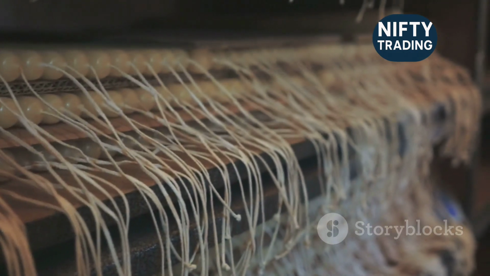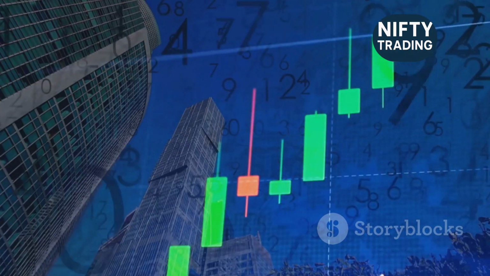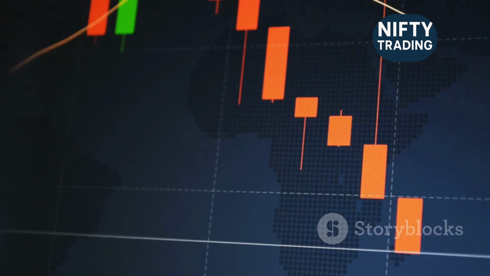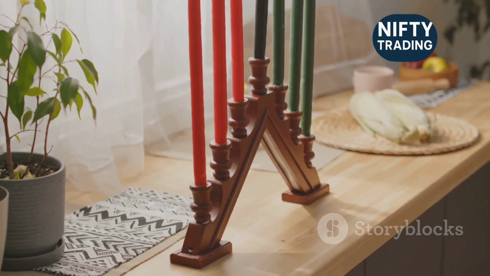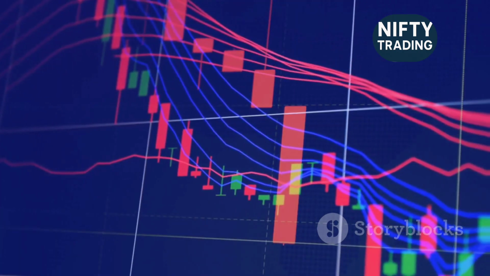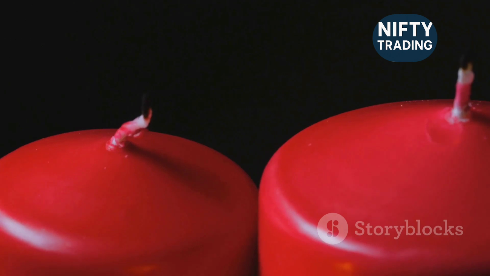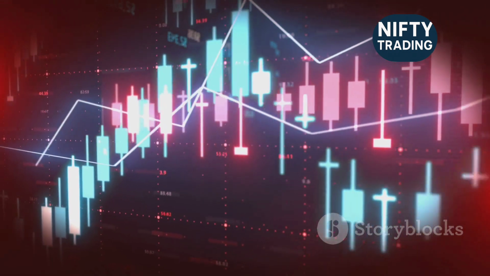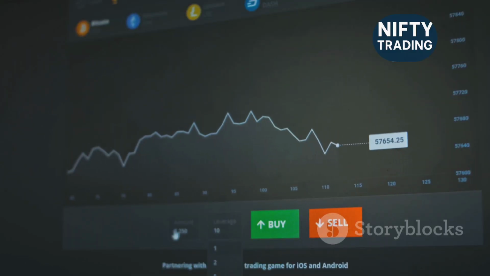The thin lines above and below are wicks. They show the highest and lowest prices reached. Long wicks mean the price tried to move further but was pushed back. For example, a green candle with a long upper wick means buyers pushed the price up, but sellers forced it back down before close. A red candle with a long lower wick means sellers drove the price down, but buyers fought back. In one glance, you see the entire story of that session's trading battle.